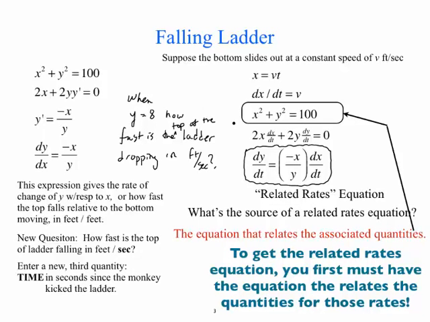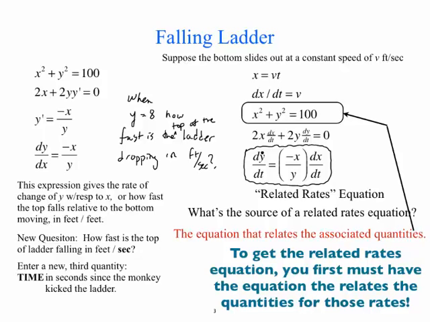How fast is the top of the ladder dropping in feet per second? Am I asking for dy dt, x, y, or dx dt? I heard dy dt. Yeah, dy dt, because y is the distance at the top of the ladder. So dy dt would be the rate of change of that distance, which would also be how fast the top of the ladder is dropping.